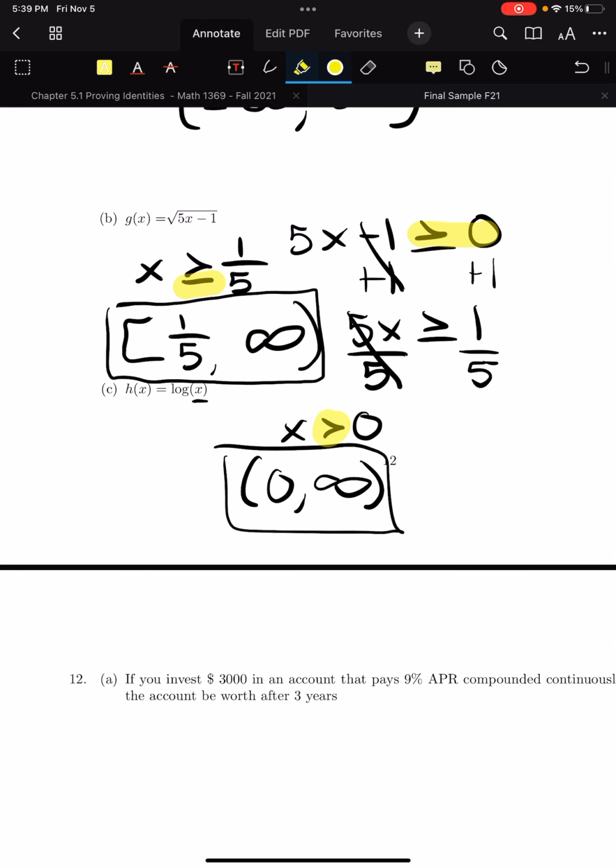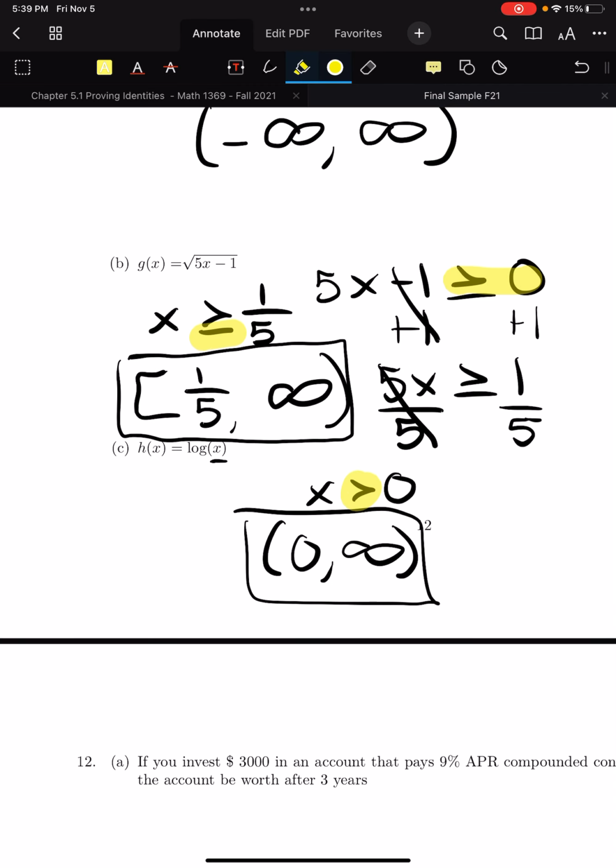The key thing to remember is that square root equations, they're always going to be greater than or equal to. Log equations, they're always just going to be greater than.